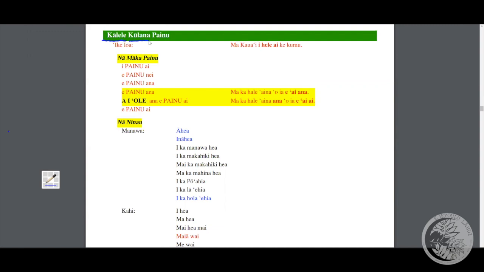The Kūlana is the condition, the situation, and the big thing to remember, as you see it, is that a Kālele Kūlana Painu always really answers or stresses the answer to a question. And the question generally deals with when something occurs, where something occurs, how something occurs, and really the idea of why something occurs. And for example, think of all those kinds of questions that you ask in this way.